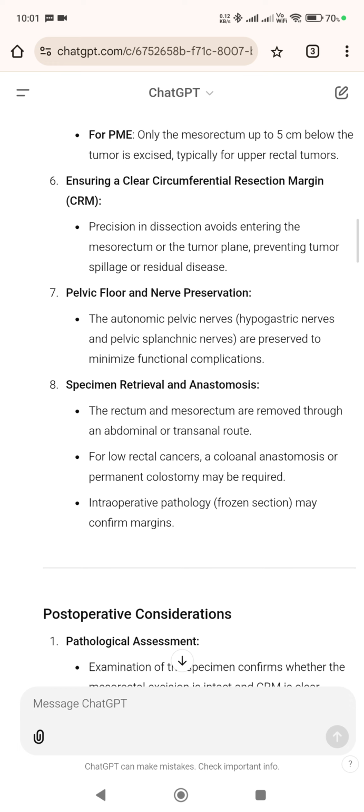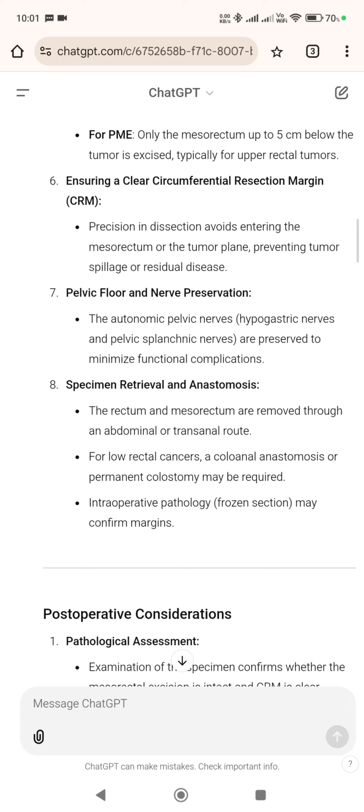6. Ensuring a clear circumferential resection margin (CRM). Precision in dissection avoids entering the mesorectum or the tumor plane, preventing tumor spillage or residual disease. 7. Pelvic floor and nerve preservation. The autonomic pelvic nerves, hypogastric nerves, and pelvic splanchnic nerves are preserved to minimize functional complications.